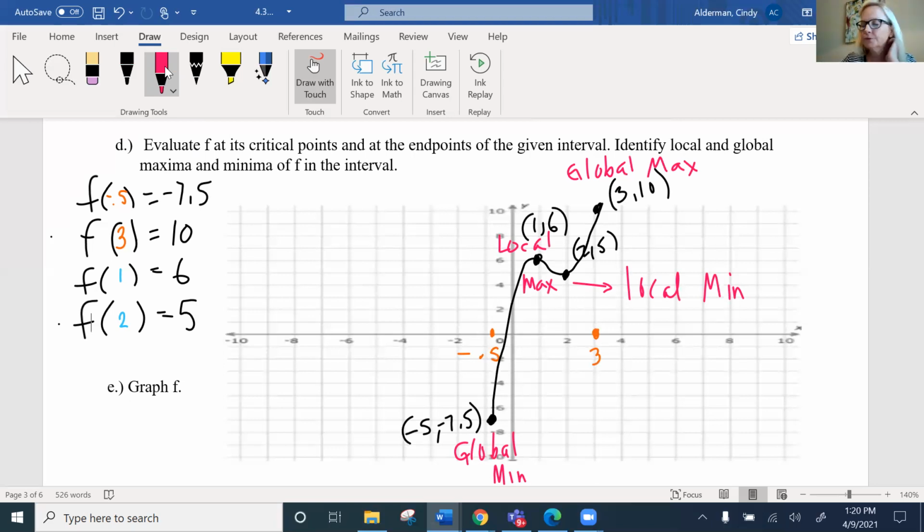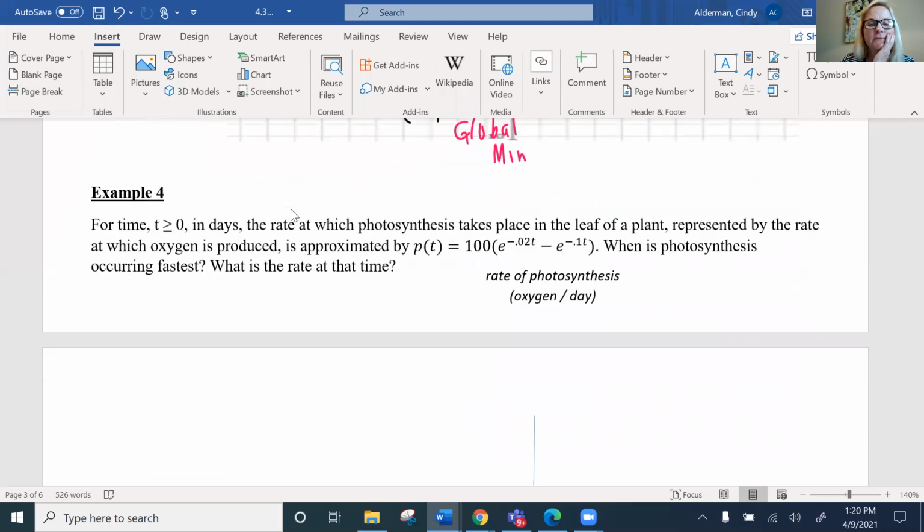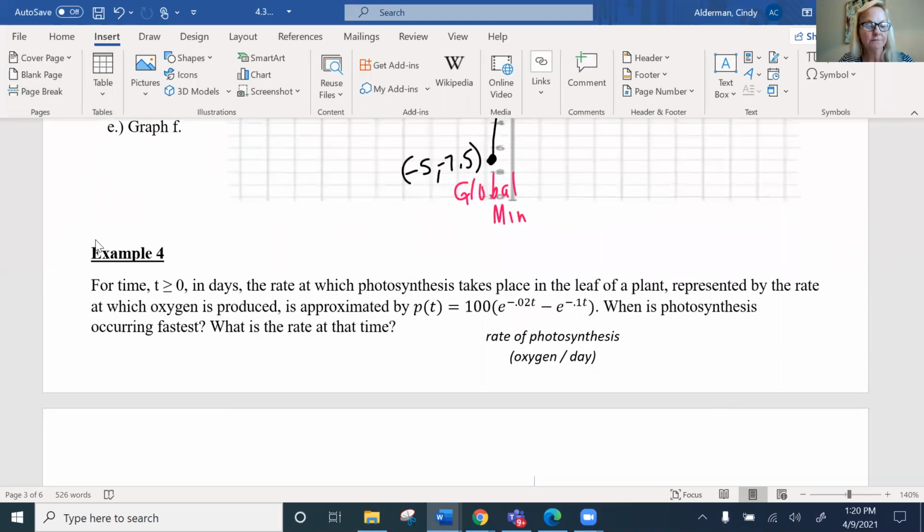All right, so now let's get to an application of this stuff. Let's see the graph. I have enough room for that. No, I'm going to bring that down.